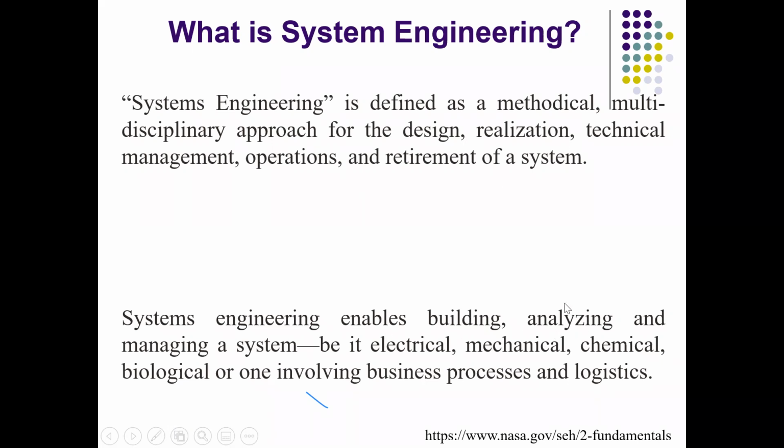So with system engineering, we are able to analyze and manage a system that could be electrical, mechanical, chemical, biological, and even involving business and logistics. As you just saw, system engineering is really multidisciplinary. And the students can go into different industries, it could be electrical, mechanical, chemicals, because we need all these things. We should have a good design, good technical management of the design, and better operations and retirement of the systems.